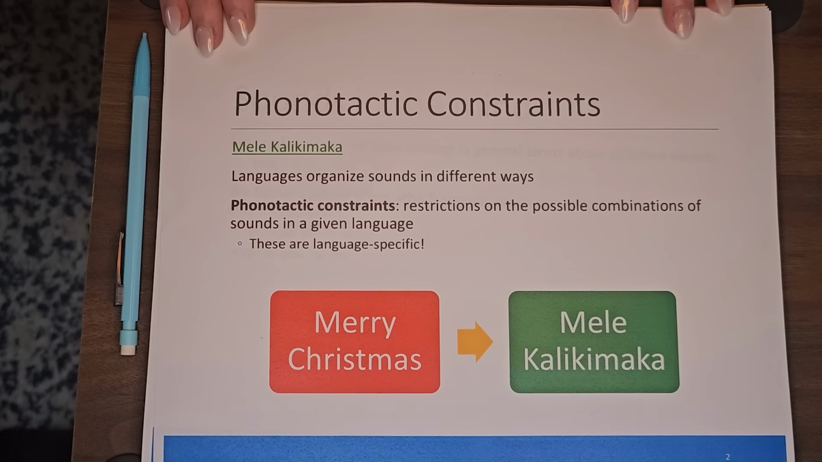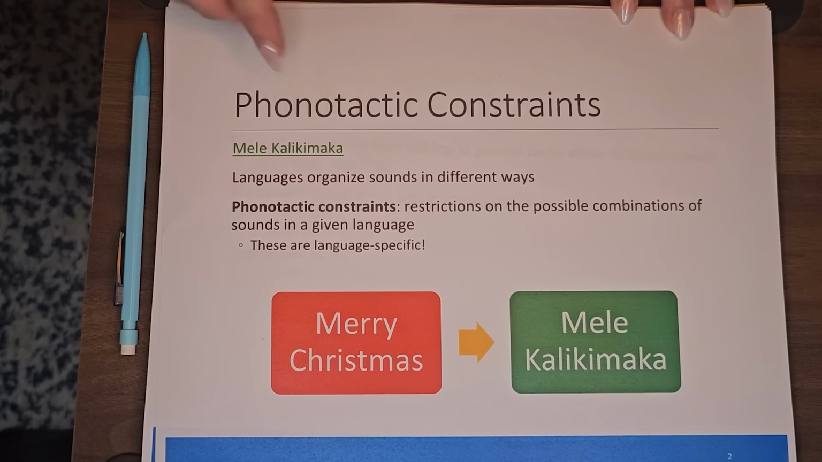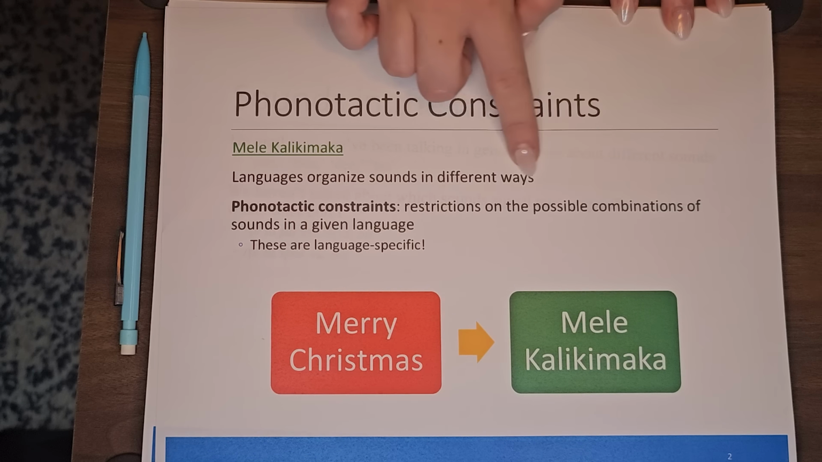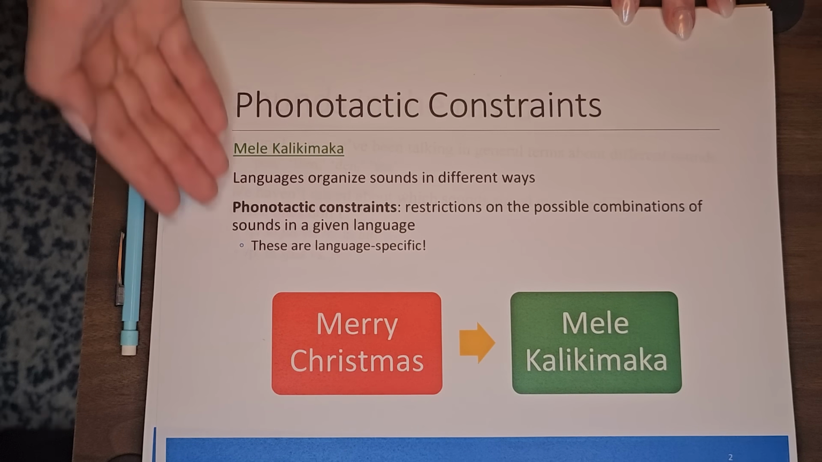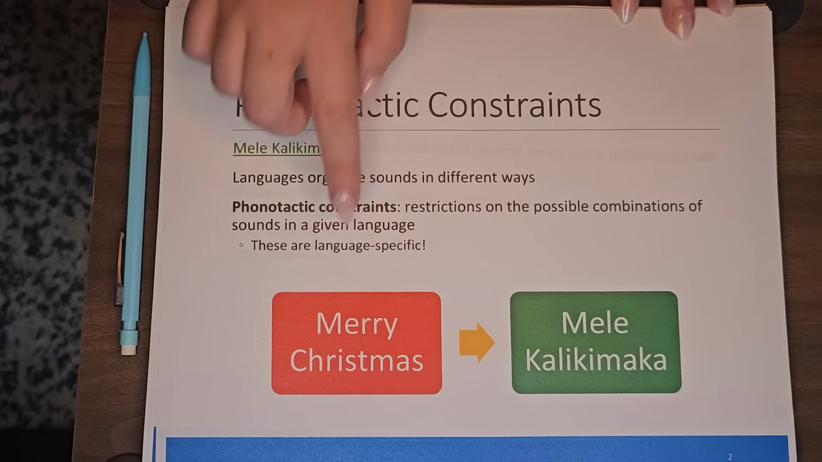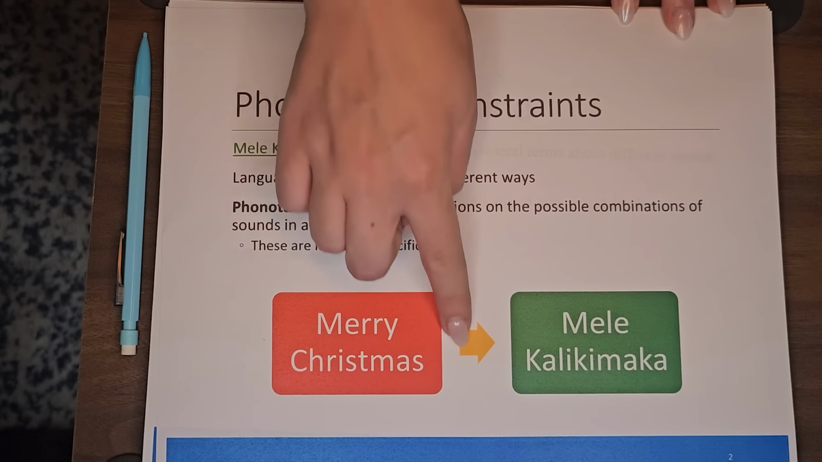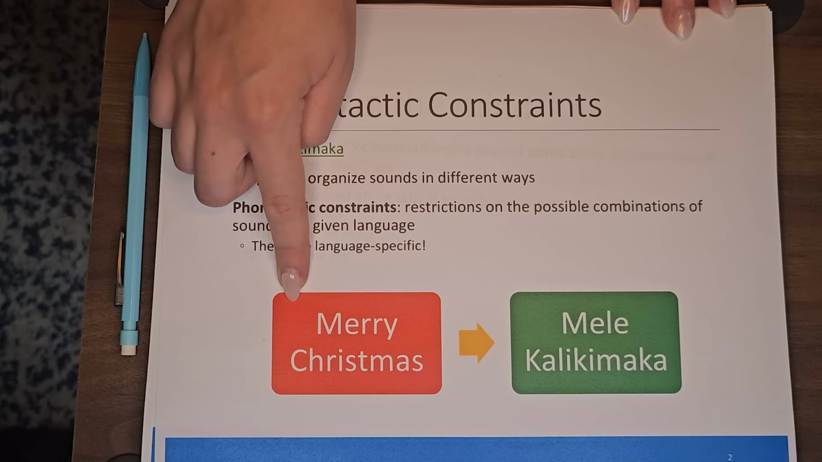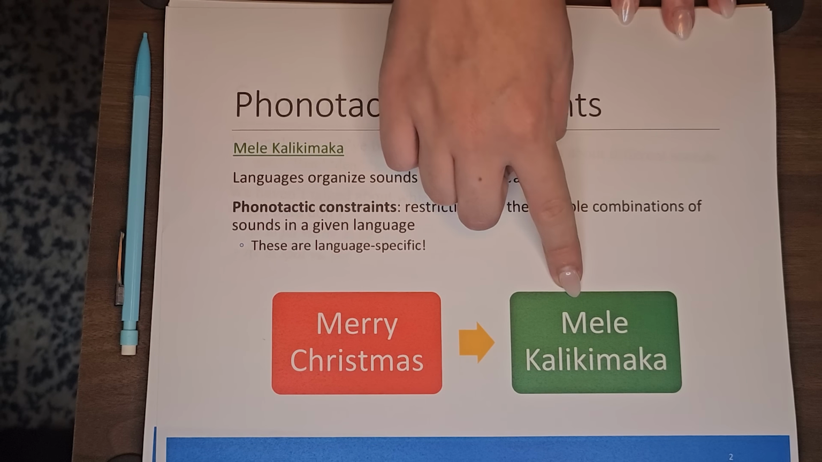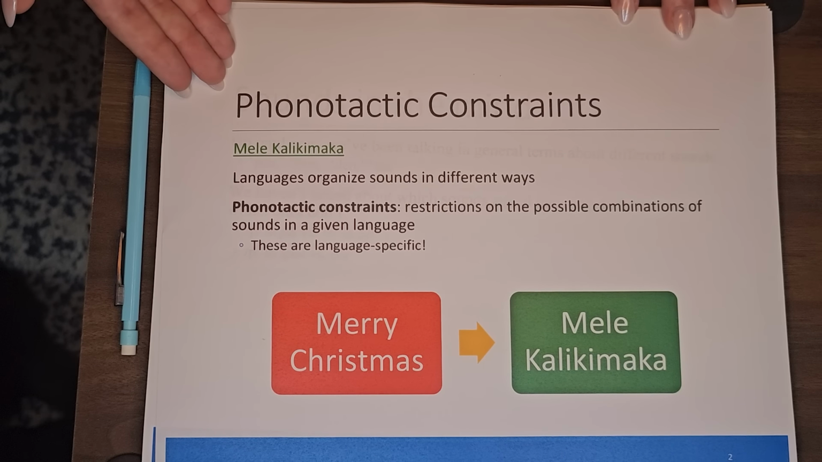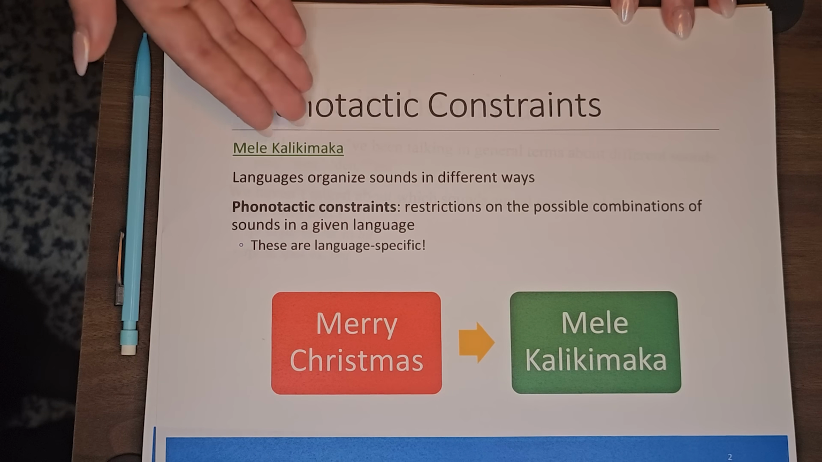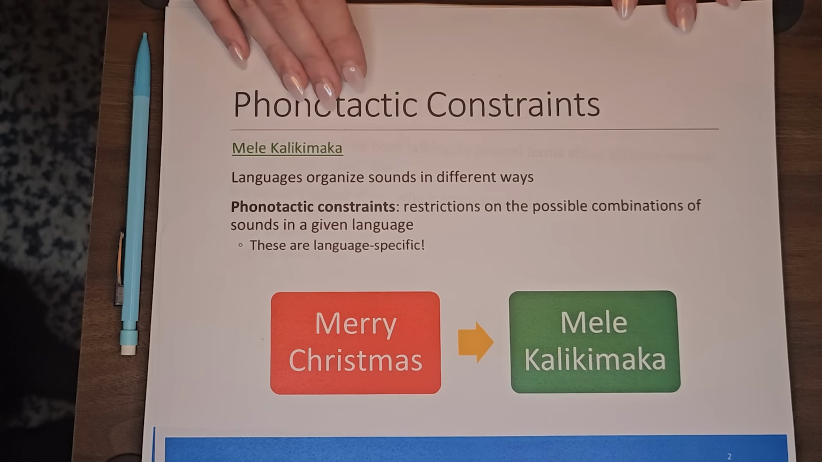All languages organize sounds in different ways, and phonotactic constraints are the restrictions of possible combinations of sounds in a given language. Phonotactic constraints are language specific. So for example, we might say Merry Christmas in English, but when transliterated into Hawaiian, it comes off as mele kalikimaka. This is because of the phonotactic constraints of the Hawaiian language, given their constraints around syllable structure and the phonetic inventory of Hawaiian.